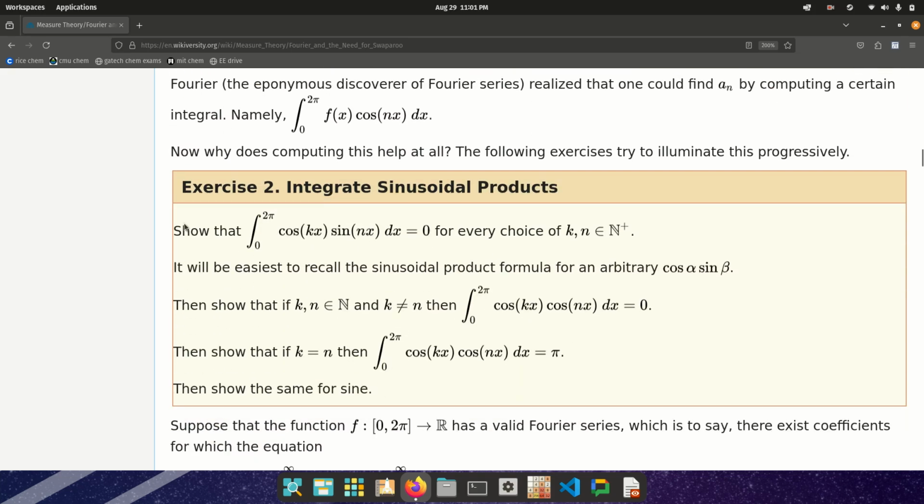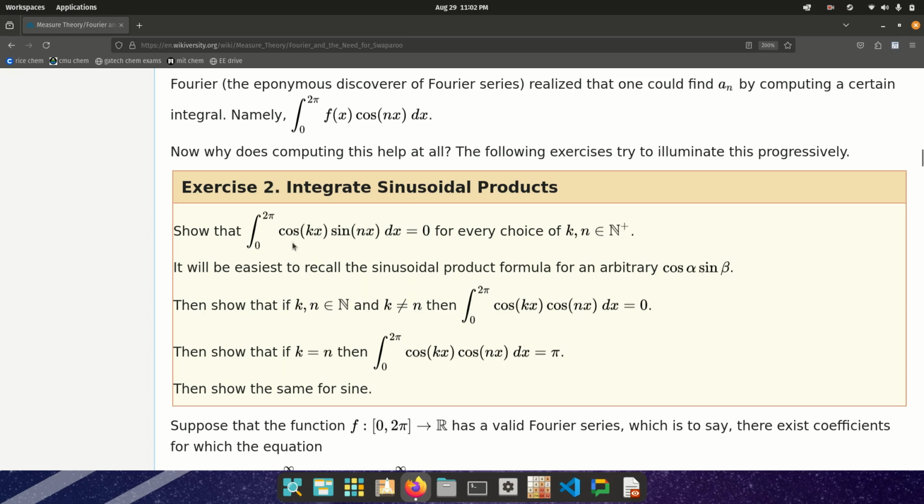Once integrals are invented and you start calculating some integrals, it's not hard to show using basic calculus techniques that this equation here is correct, that cosine kx sine nx is always equal to 0 when integrated from 0 to 2 pi. That's a good exercise, so I encourage the viewer to pause the video and do that right now to make sure that you understand why that is correct.